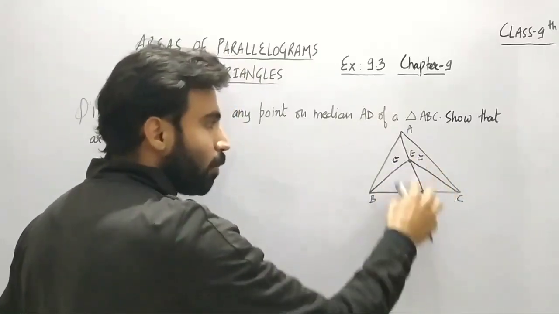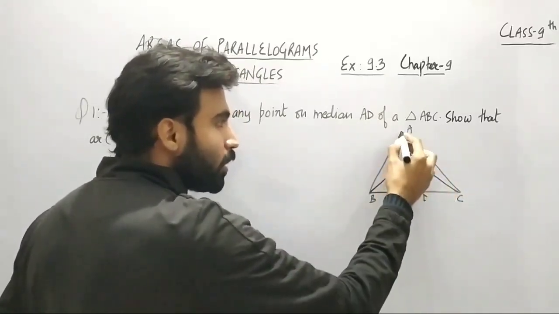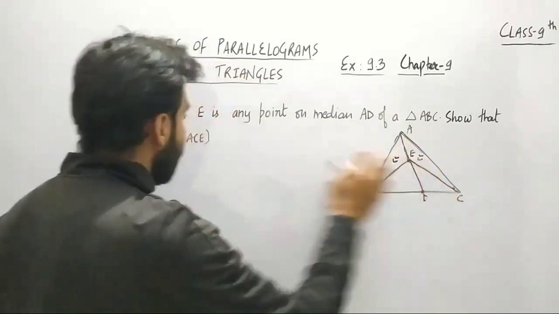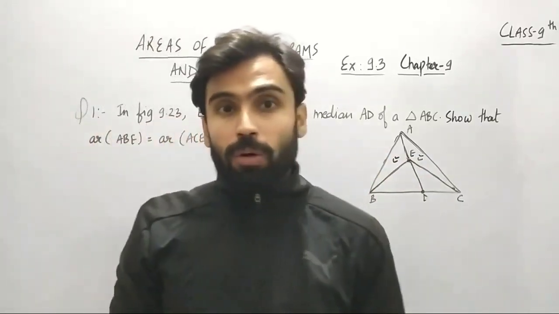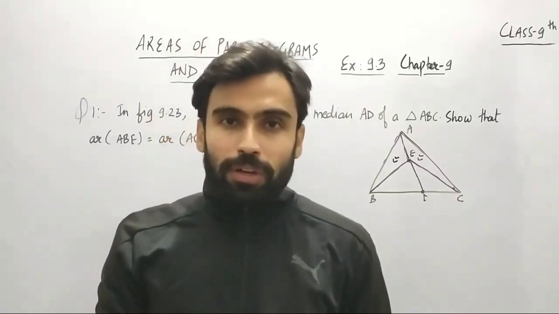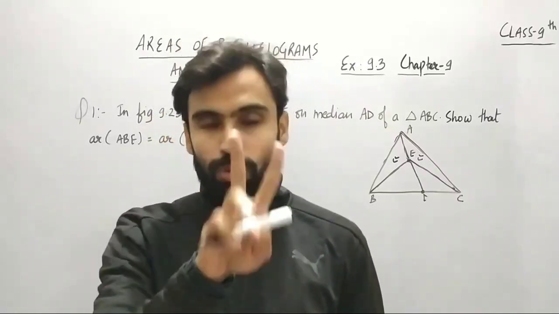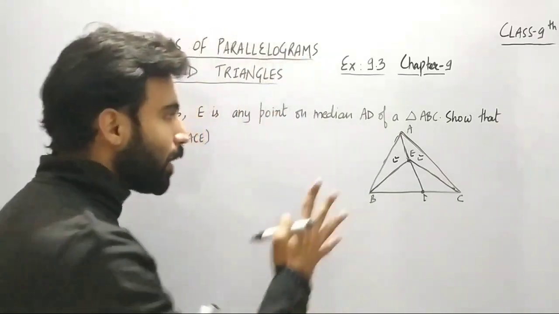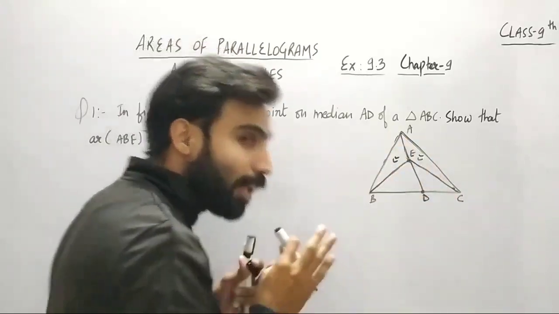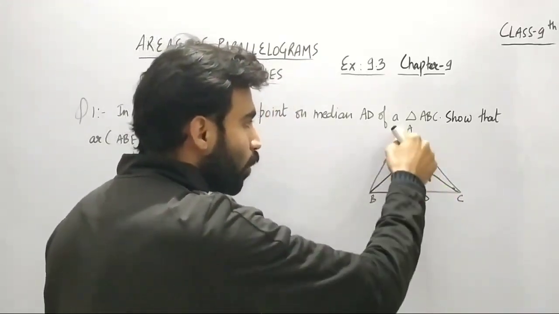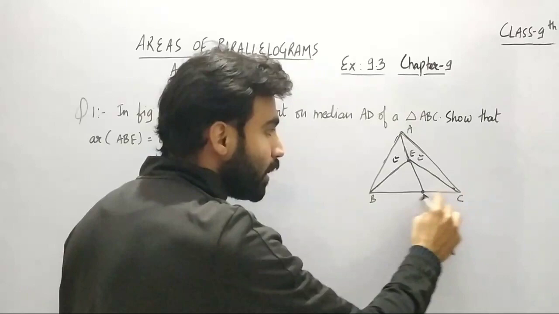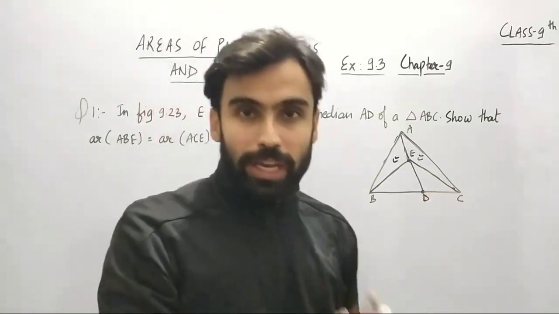So you can see here on a median there is a point E, with which these two triangles ABE and ACE are forming, and we have to prove that their areas are equal, right? Now, as I have shown you in the previous video with the help of an example, the median of a triangle divides it into two triangles of equal area. So if you look here, I know that AD is the median of this triangle ABC. That means this median will divide the whole triangle into two triangles, you can see ABD and ACD. Both are going to be equal in area, right?